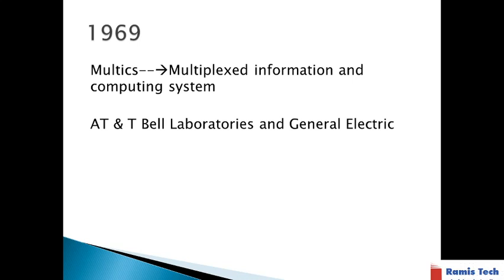In 1969, AT&T, Bell Laboratories, and General Electric were jointly developing a time-sharing operating system called Multiplexed Information and Computer System, which we can simply call MULTICS. It is abbreviated as Multiplexed Information and Computing System. Because of its large size and complexity, it could not be maintained.